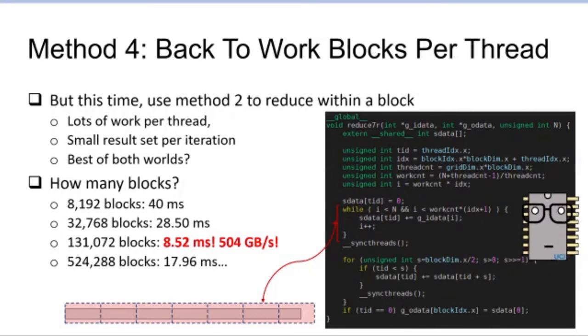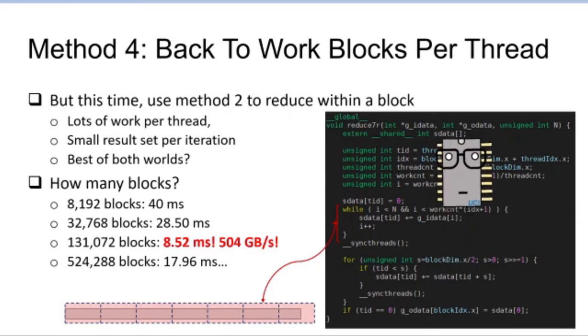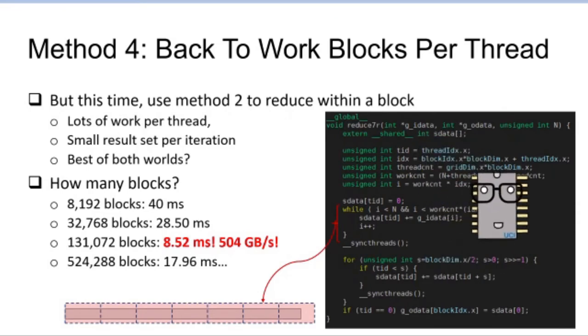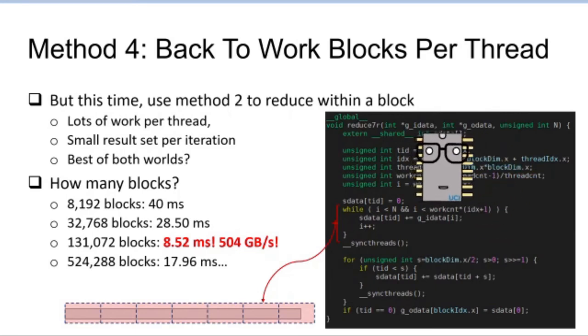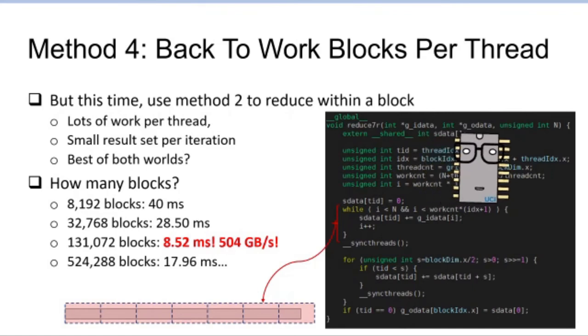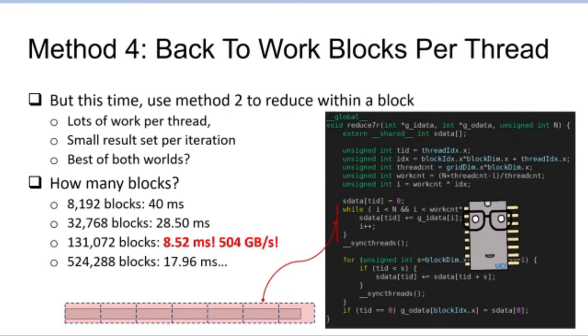So we assign the block of work starting from work count, which is the total number of n divided by the total number of threads, multiplied by the thread index. The total amount of work this thread has to do is from work count multiplied by index, to work count number of elements that it has to reduce. So we add everything together.